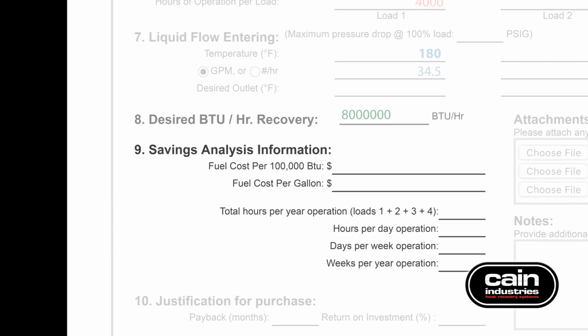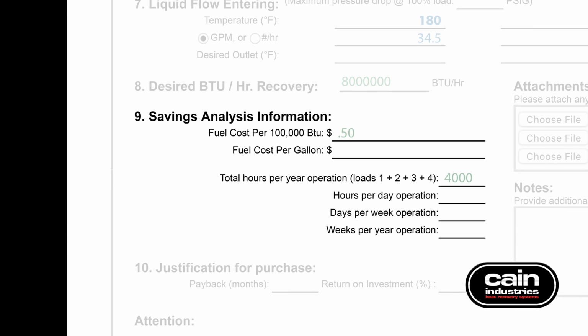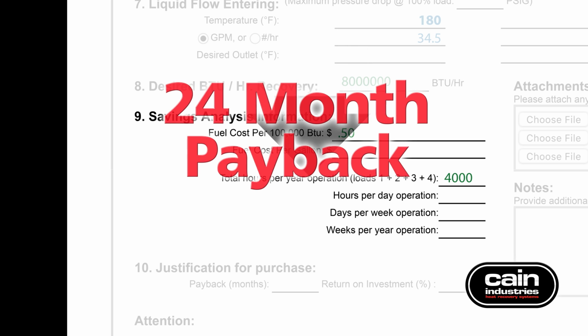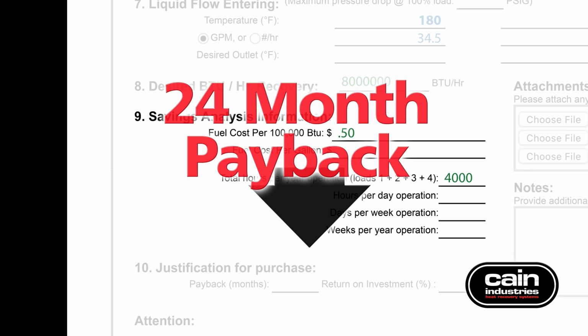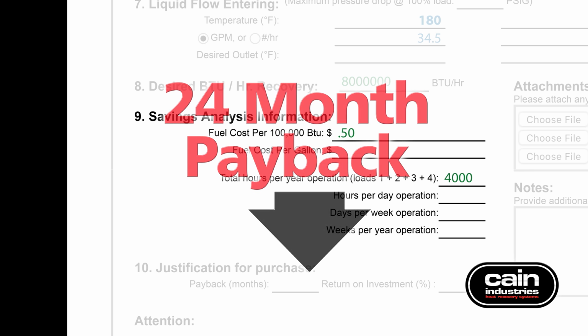Question 9. Savings analysis information. Our savings analysis study examines boiler combustion efficiency, liquid heat transfer needs, fuel cost, and operating hours to determine BTU recovery with guaranteed performance. The more accurate the fuel cost and operating hours are, the more credibility the study earns. Please keep in mind that equipment paybacks of 24 months or less yield much higher sales success.